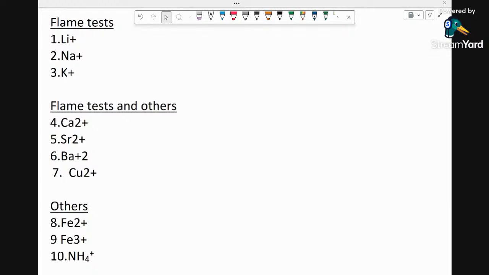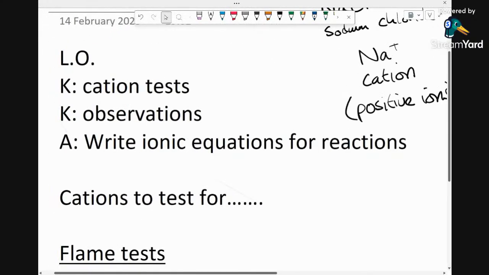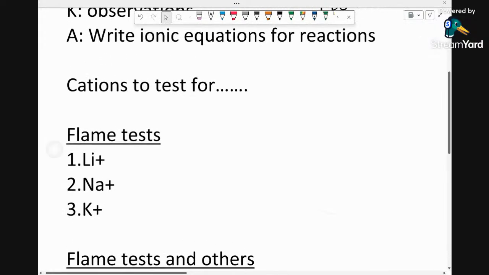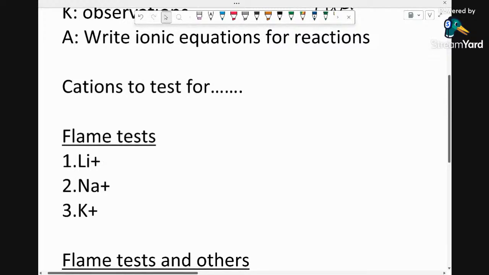As I said, this will be super useful once we get to lesson number 5, where I start looking at exam style questions from A-level papers. So I need you to be able to do all these things: know the cations to test for, 10 of them, know the observations, and write ionic equations. Okay, so cations to test for.